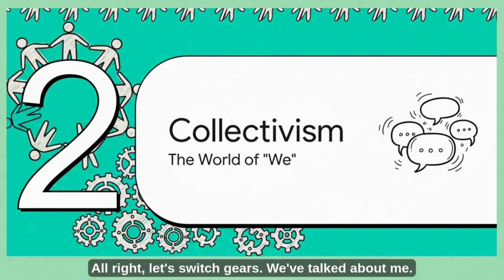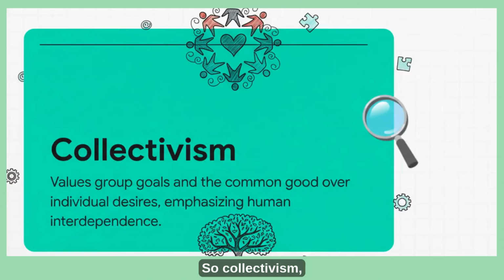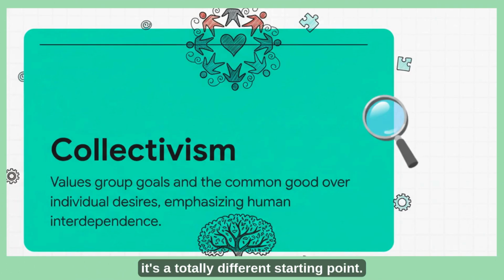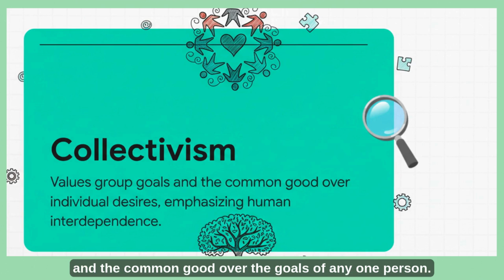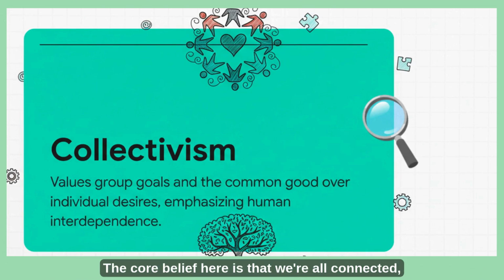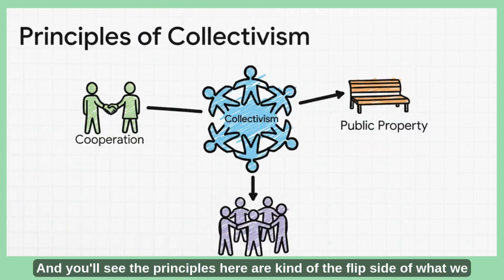All right, let's switch gears. We've talked about me, so now let's explore the other side of the coin, collectivism, or the world of we. So collectivism, it's a totally different starting point. It's a way of thinking that values the goals of the group and the common good over the goals of any one person. The core belief here is that we're all connected, that we depend on each other. It's all about human interdependence. And you'll see the principles here are kind of the flip side of what we just talked about.